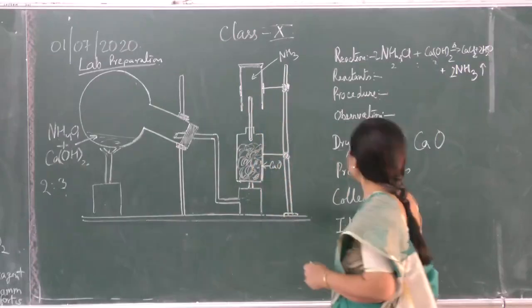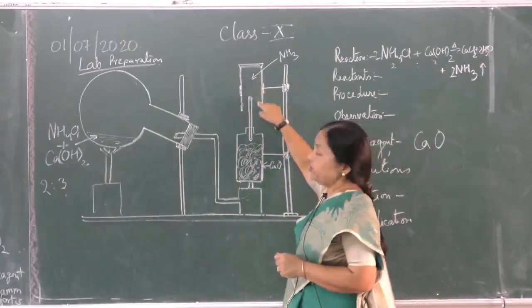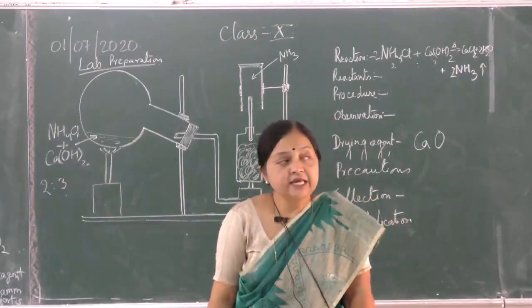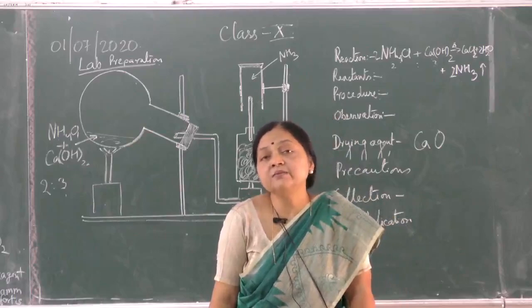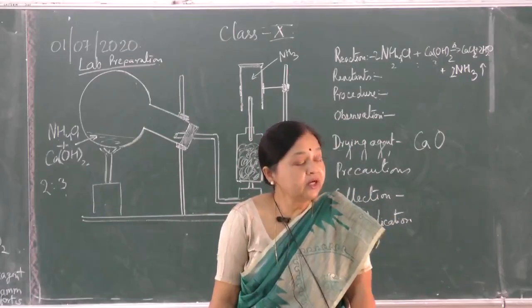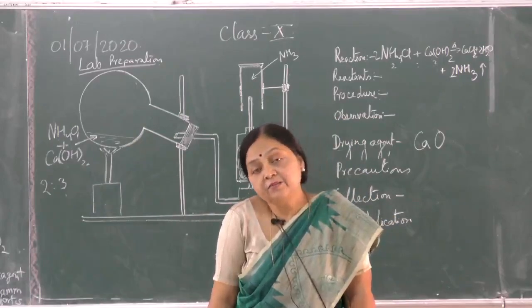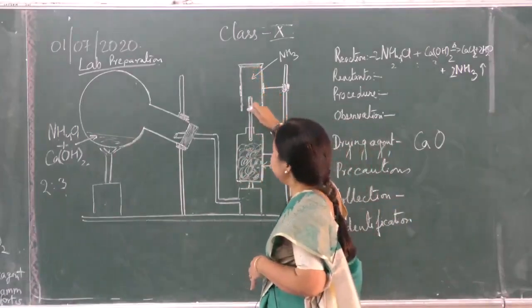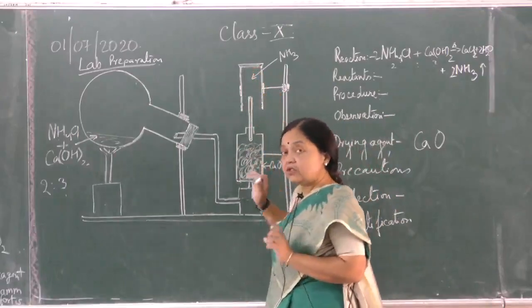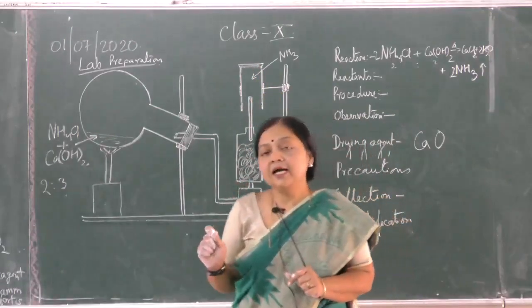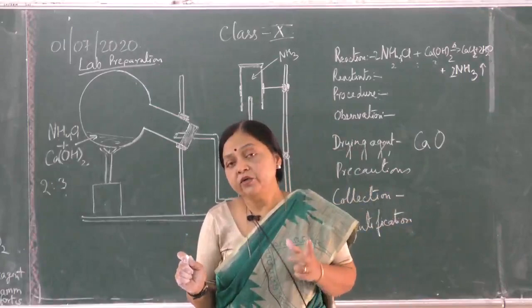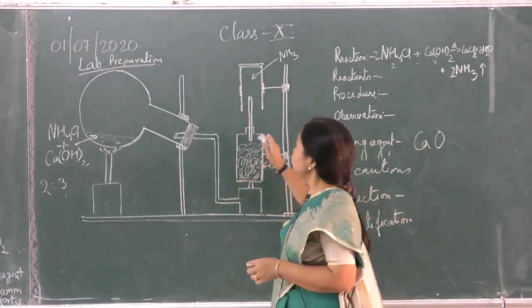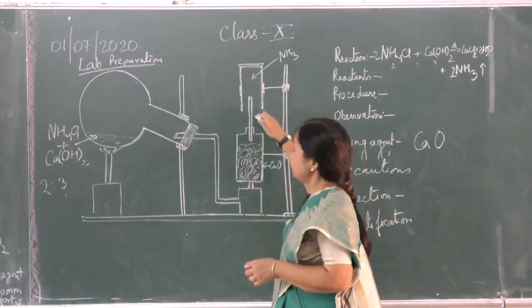Now collection, by downward displacement of air. The vapor density of ammonia is only 8.5, whereas air is 14.4. It is much lighter than air, so it is collected by downward displacement of air. This ammonia is collected here and the air is displaced. It is not collected over water because it is highly soluble in water: 702 parts dissolve in 1 part of water.